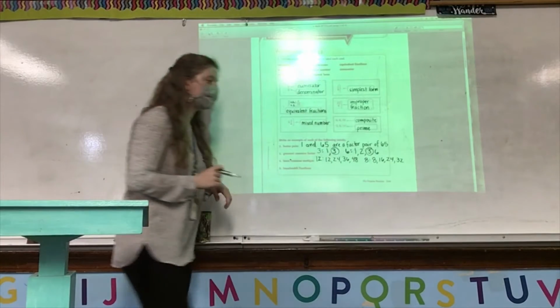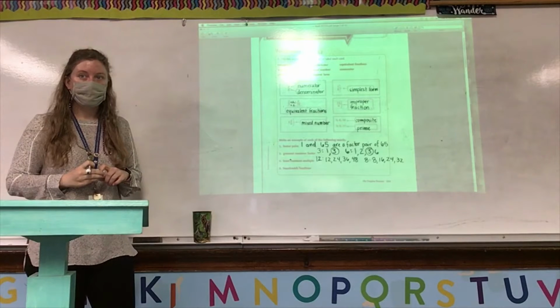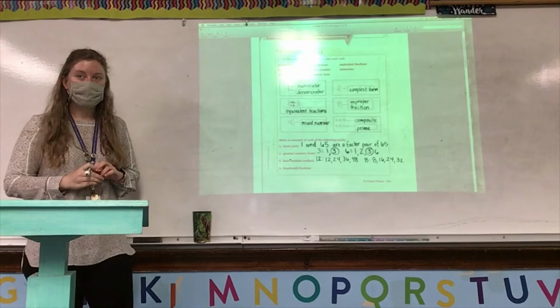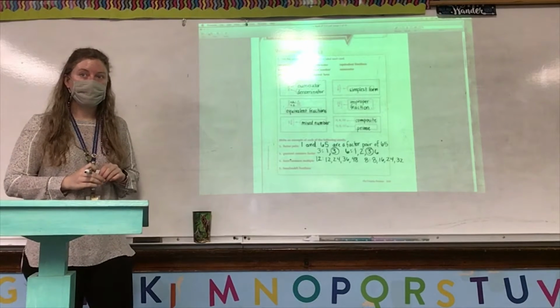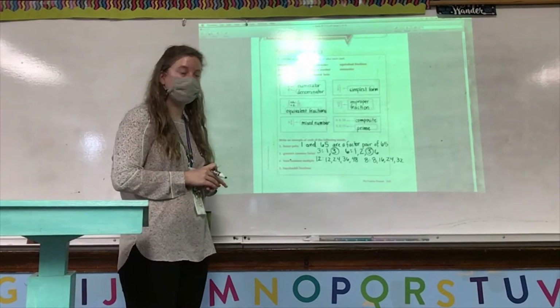Okay, so now we have lists of multiples, but how did you show least common multiple? I found the least common multiple that they both have in common. Okay, so how did you indicate that? I circled them. What did you circle? 24. 24.